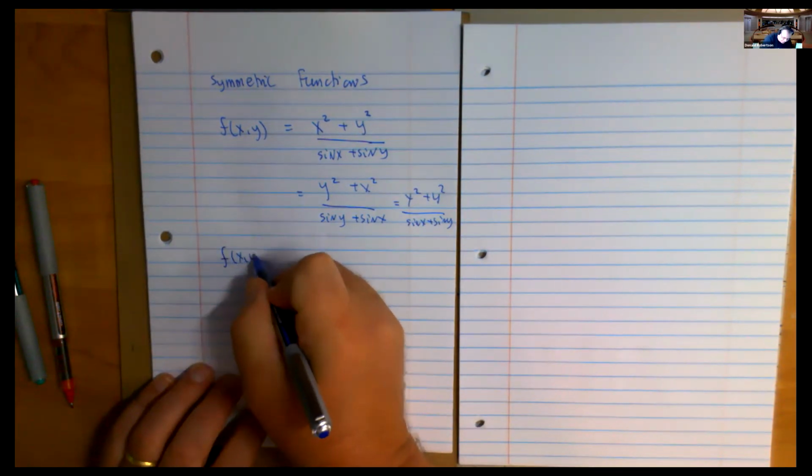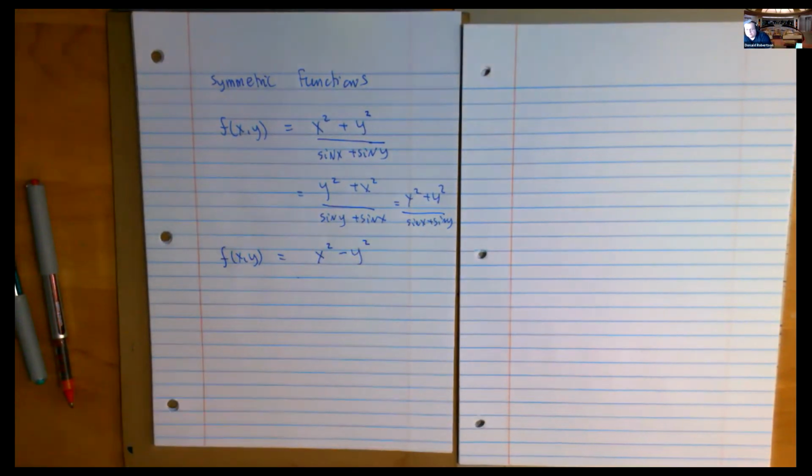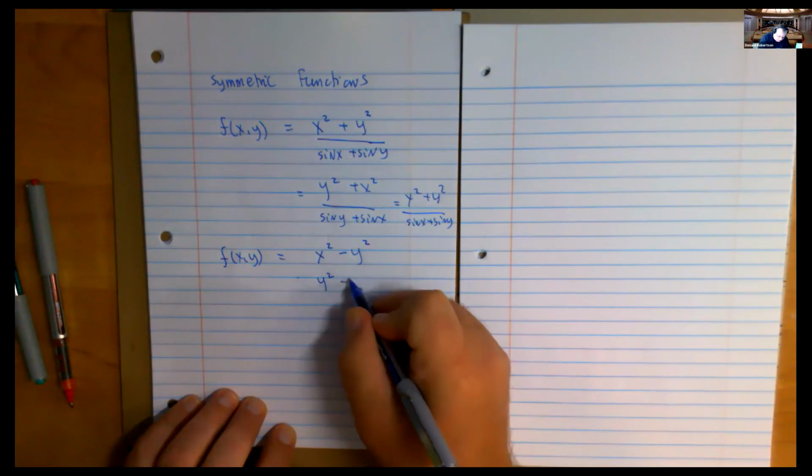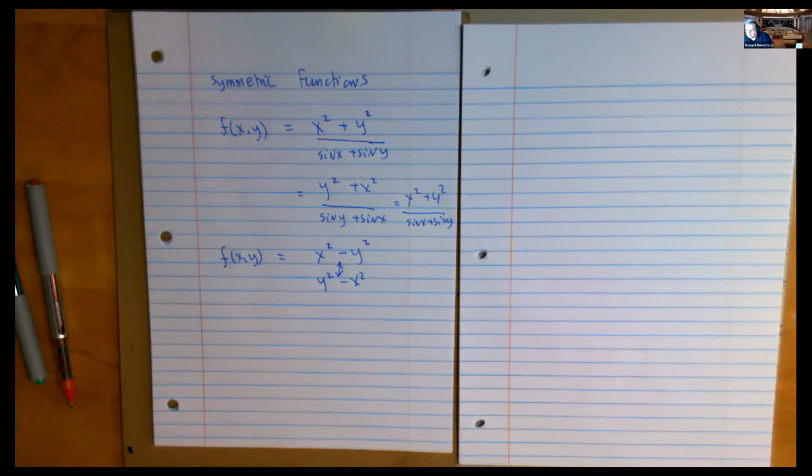Now, here's an example of a function that is not symmetric. If you switch the x's and y's, isn't this not the same thing? So how do symmetric functions help? Well, if you're being asked to find the first partial derivative with respect to x, and then the first partial derivative with respect to y, or any partial derivatives, you can use one answer to predict the other without doing the math. Let's show you.